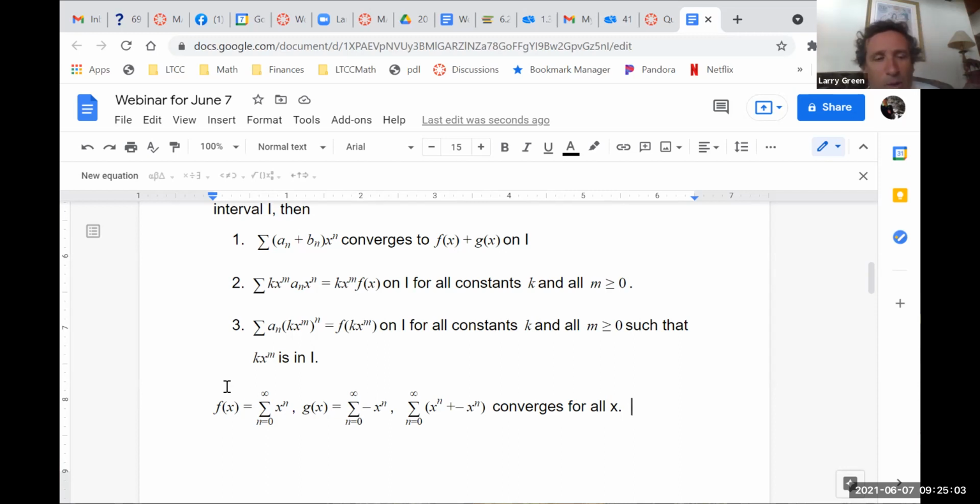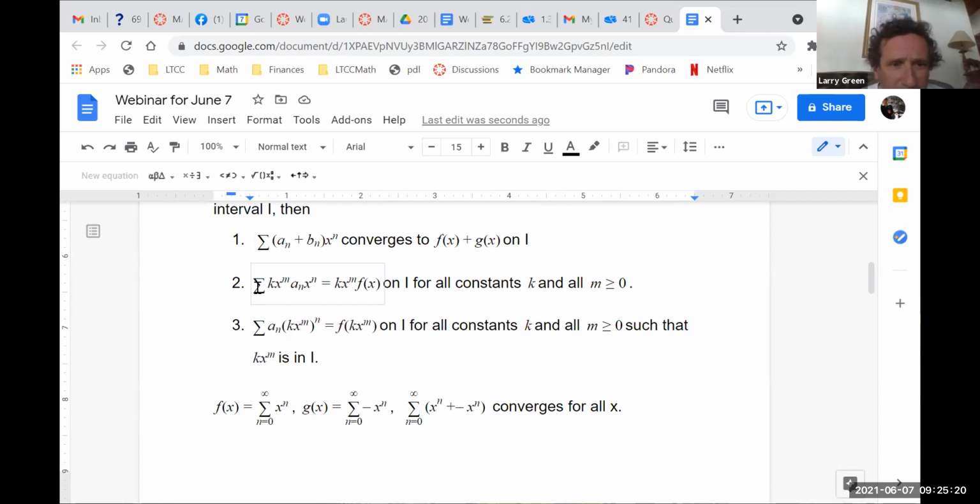Okay, so that's number 1, and that's kind of a big thing to note. It tells you where it converges, it does not tell you where it diverges. So it converges in I does not mean it doesn't converge outside I. It may or may not.